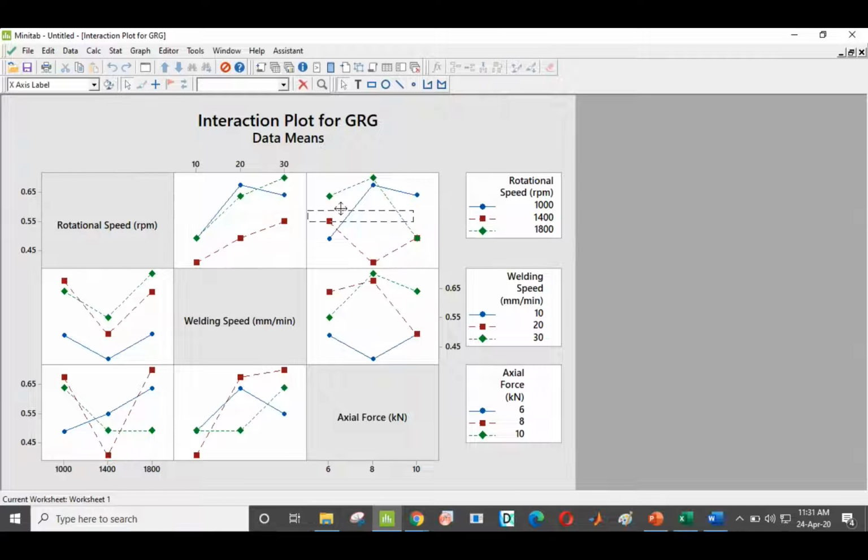So this is the rotational speed here, and this is drawn between the rotational speed and the welding speed for different rotational speeds. But this second row, first column image is drawn between rotational speed and welding speed for different welding speeds. So that's the difference. That's why we can identify the interaction effect for different rotational speeds and for different welding speeds.